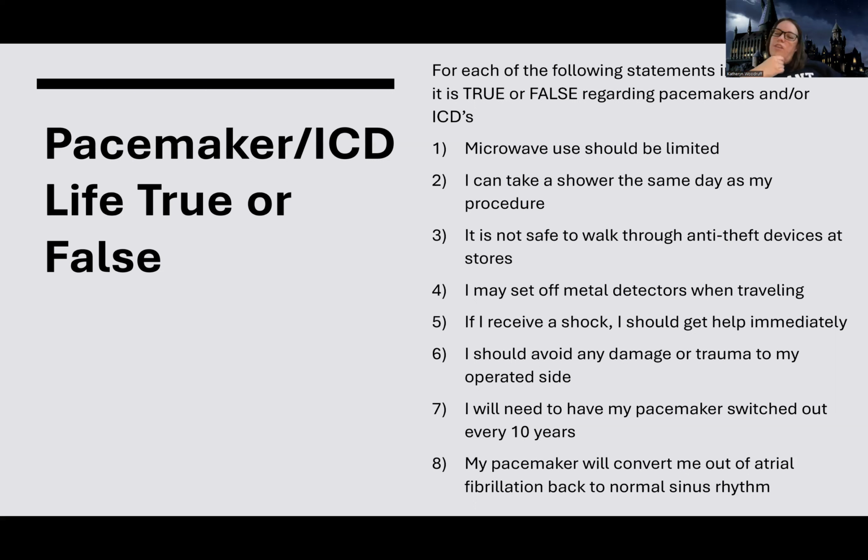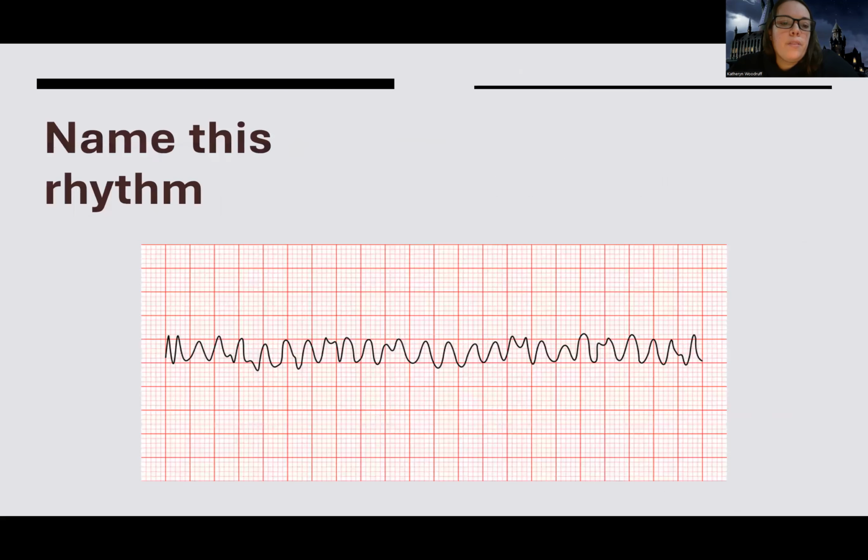"Pacemaker will convert me out of atrial fibrillation back to normal sinus rhythm." That is false. Pacemakers help to increase the speed of the heart, not to convert rhythms. An ICD can convert someone who's in ventricular fibrillation, or shock someone who's in VFib, but it cannot convert AFib. So this would be a great time to go back and look at pacemakers and teach pacemaker versus ICD.